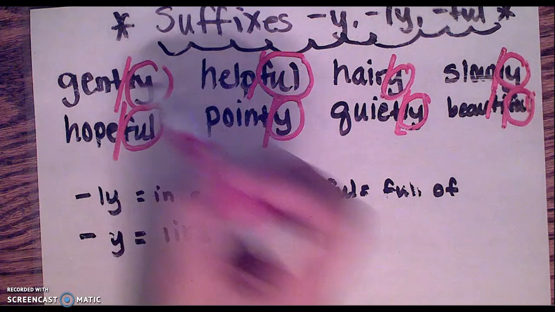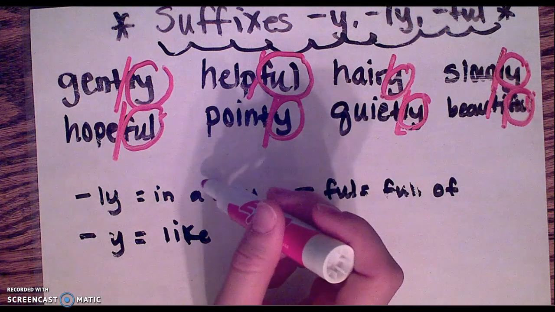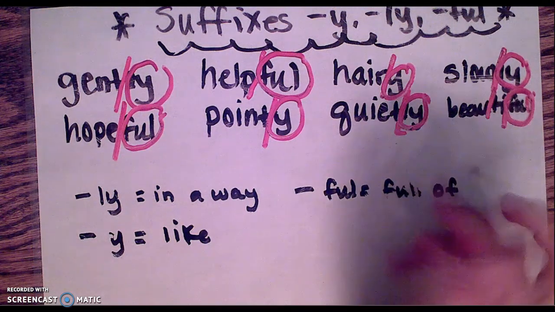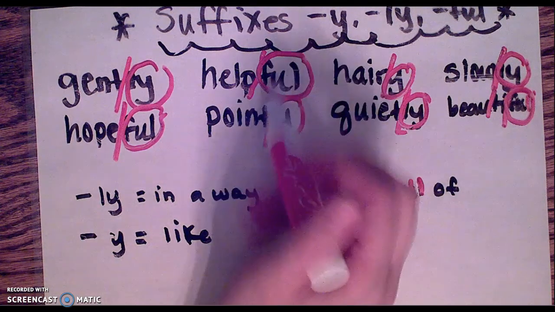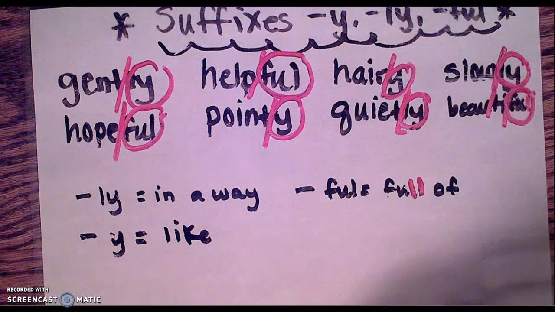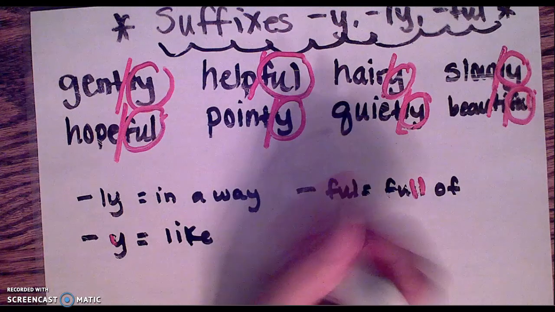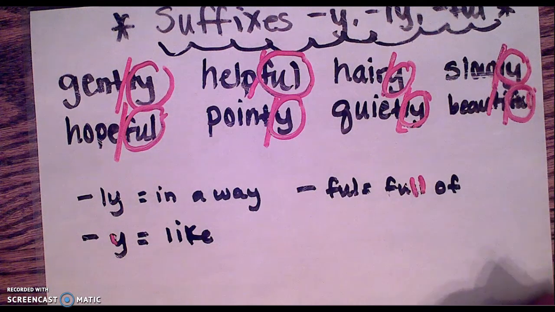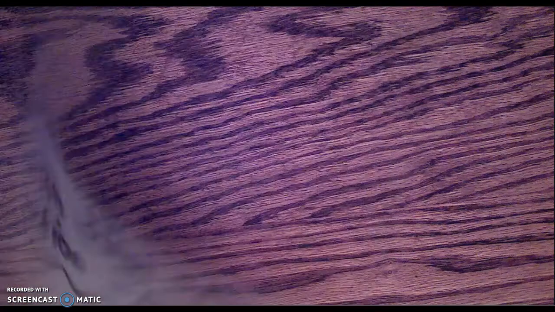So gently, if I said she gently petted the cat, it would be she petted the cat in a gentle way. Now full means full of. Helpful would be full of help. And then y means like. So hairy, like hair. Okay, so make sure you know how to say words with the suffix y, ly, and full.